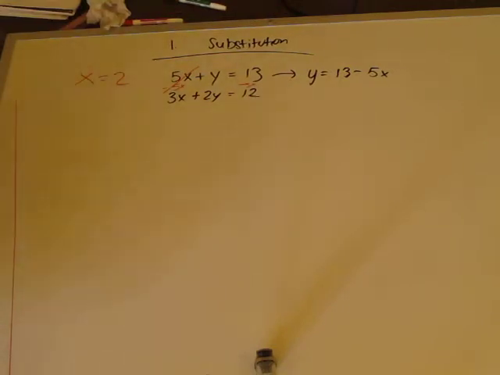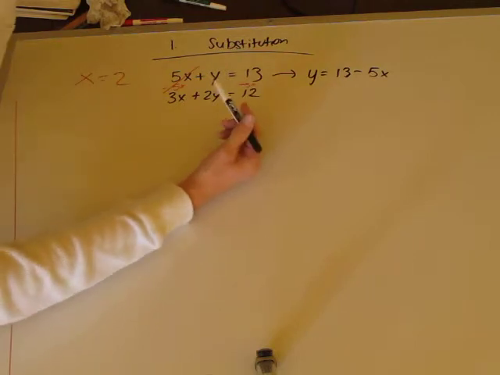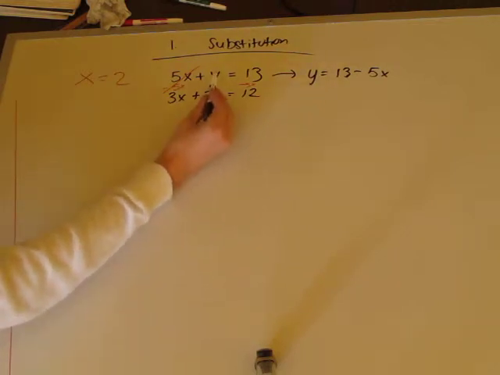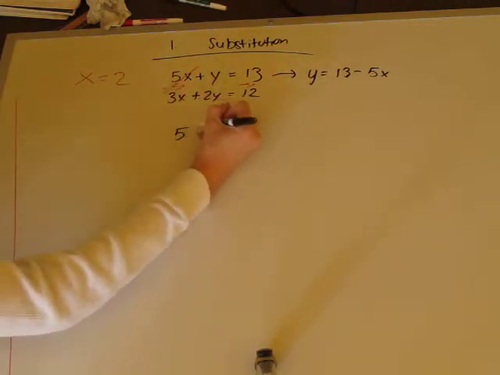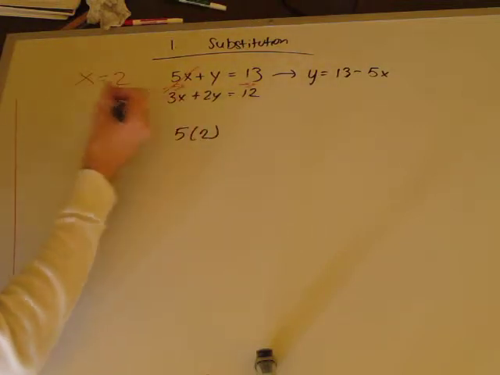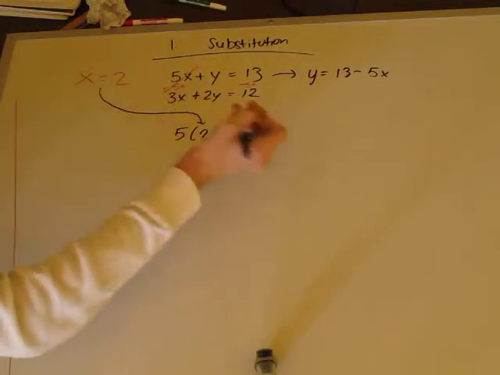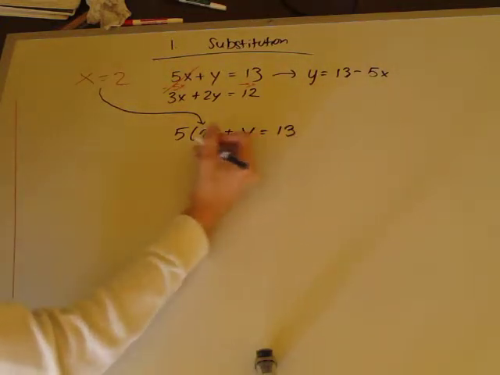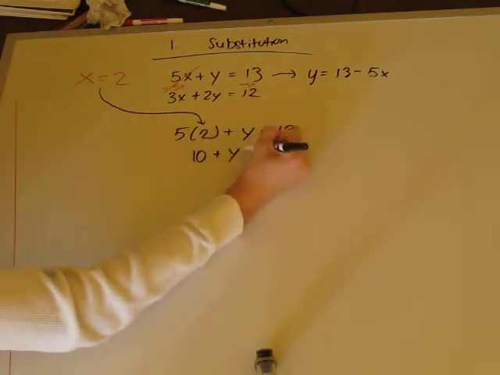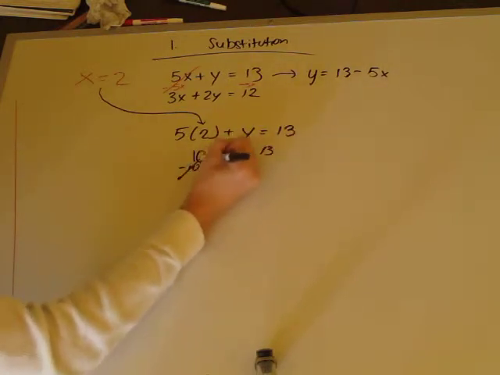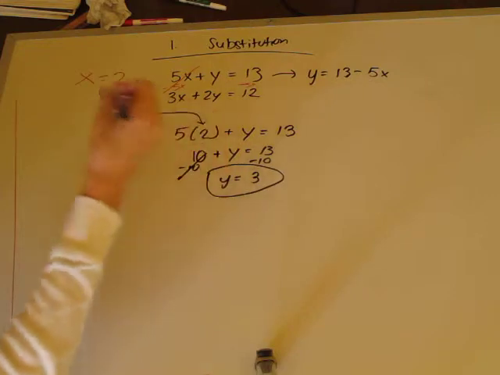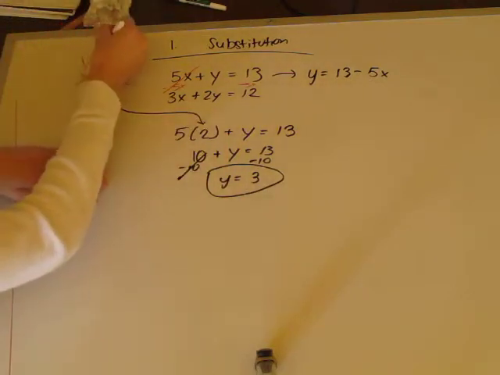Okay, so now that we know x equals 2, we can plug it in for either of the two original equations. Usually you want to plug it in for whatever looks easier. If we plug it in here, there's going to be a lot of work still moving around to solve for y. This one's easy. So we have 5x where x equals 2, so we're going to plug that in right there, plus y equals 13. 5 times 2 is 10, plus y equals 13. Let's subtract 10 from both sides, and we get y equals 3.